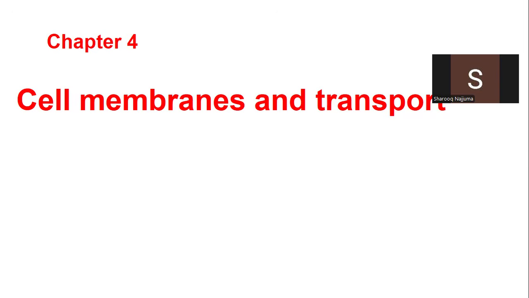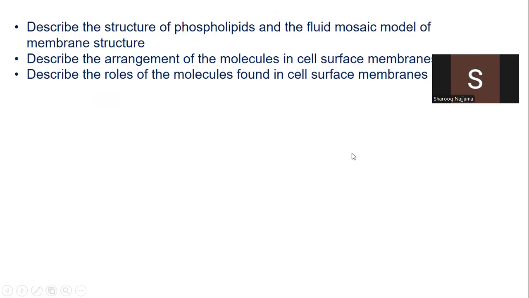In today's lesson, I want us to start covering cell membrane and transport, which is chapter 4 of the Cambridge AS syllabus. If you're interested in learning about the structure of the cell surface membrane, the fluid mosaic model of the membrane, the different molecules that are found within the cell surface membrane, and the roles of each one of those molecules in the membrane, you are in the right place. Let's dive right into the content.